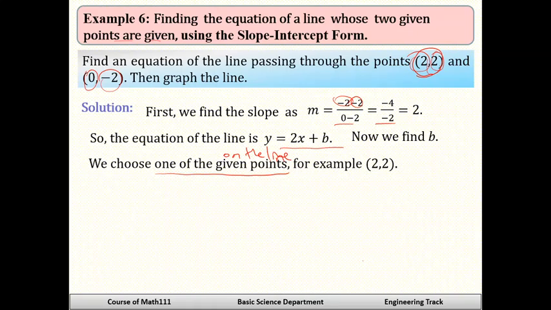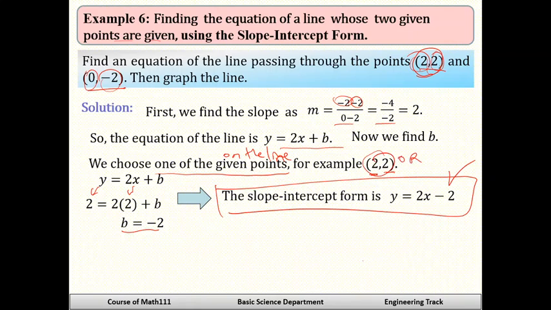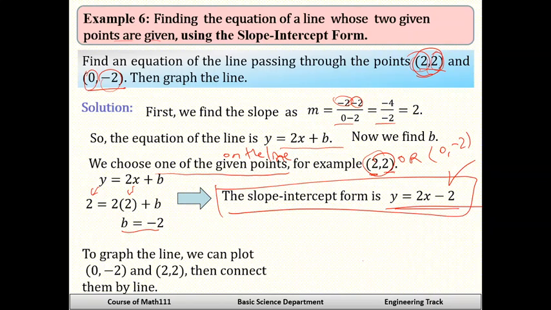Like here, I used 0, minus 2. You can use 2, 2. Here, 2, 2 is used. Let's see. You put 2 here and 2 here. What happens is you got b equal to minus 2, and then it gives you y equals 2x minus 2. So we got this one, right? So it's the same, you can use this point, or you can use 0, minus 2. They will give the same thing for sure.